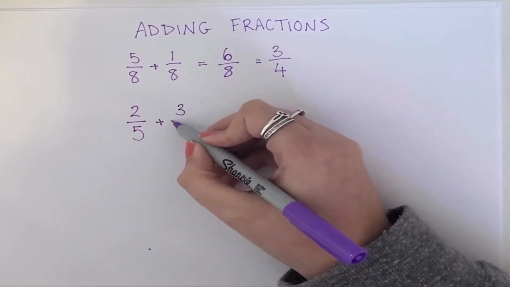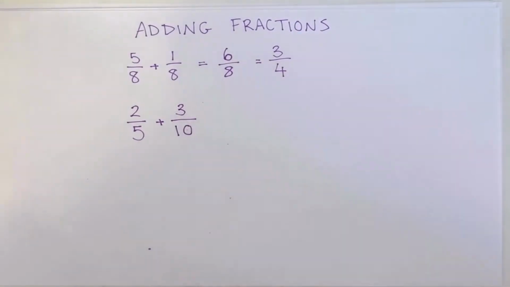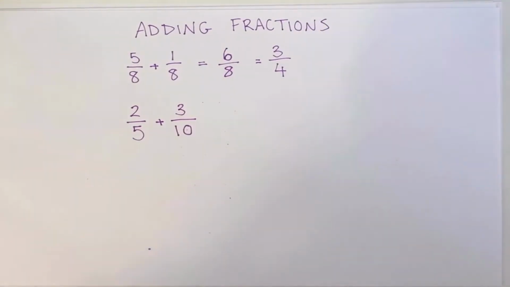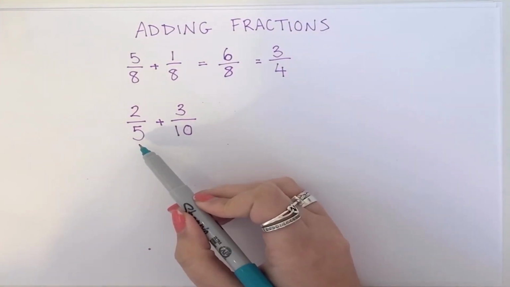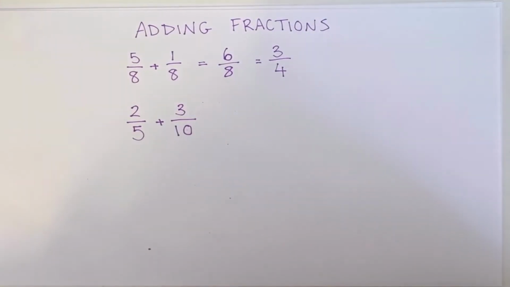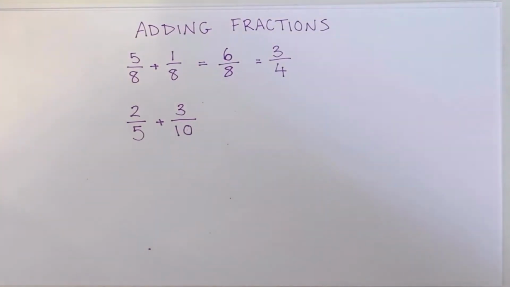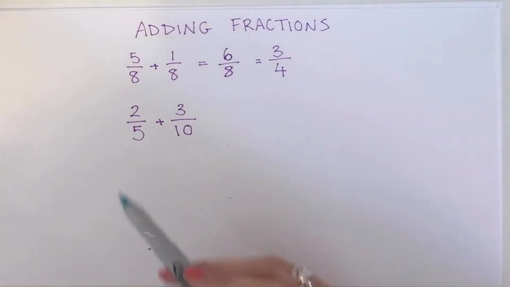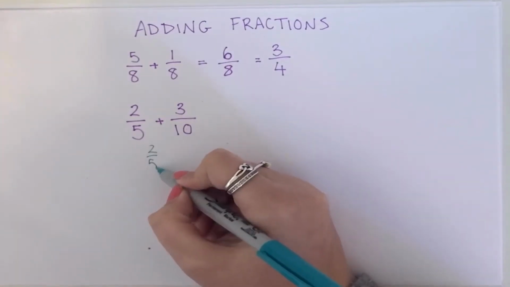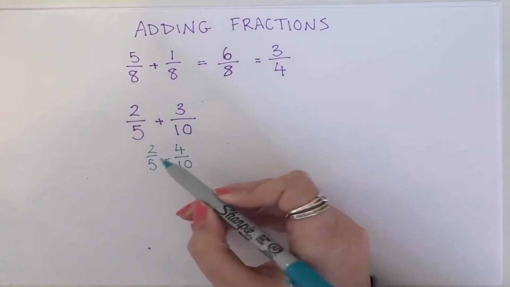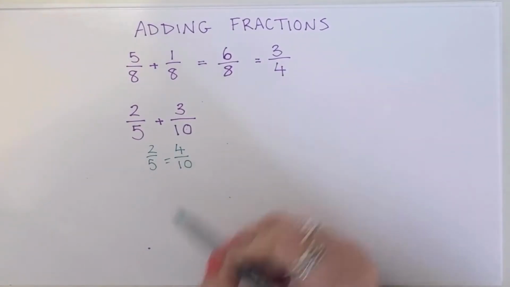So for example, if we have 2/5 add 3/10. My 3/10 can stay the same, but I can't add these until both denominators are the same. So I'm going to take my 2/5 and change this into something over 10. Once the denominators are both over 10, then I can add them together. So using my knowledge of equivalent fractions, I know that 2/5 is equal to 4/10. I've doubled the top and I've doubled the bottom.